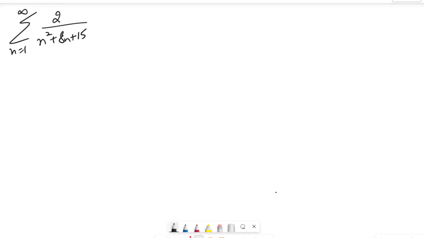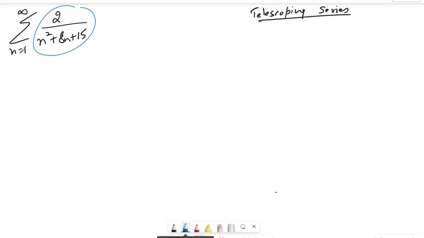Let's work on this problem of series. This is an example of a telescoping series. Here, our general term is this. Let's write it down on the side: 2 by n squared plus 8n plus 15.